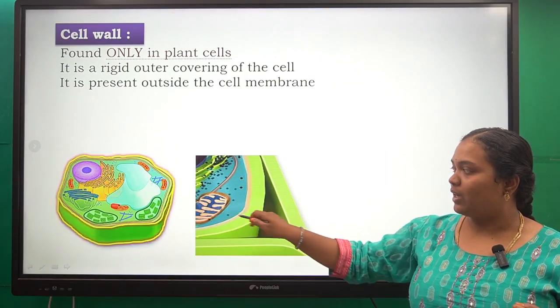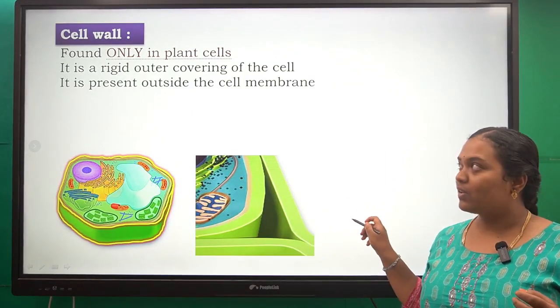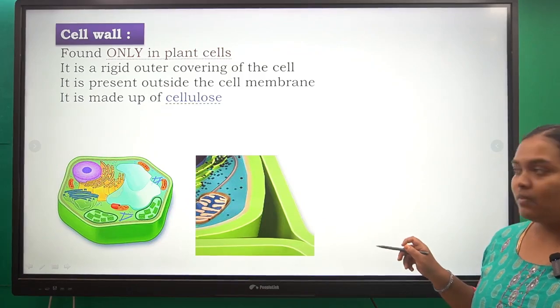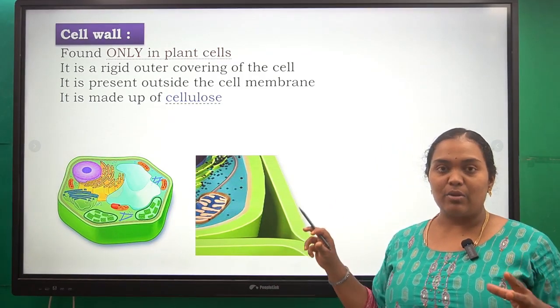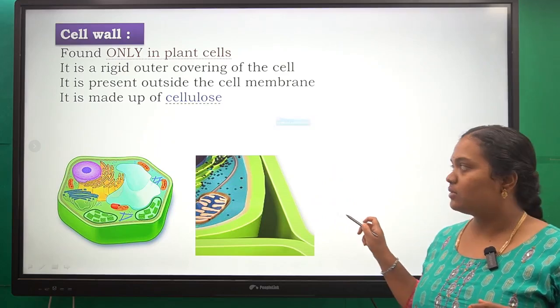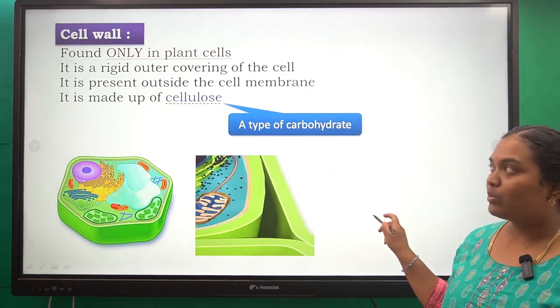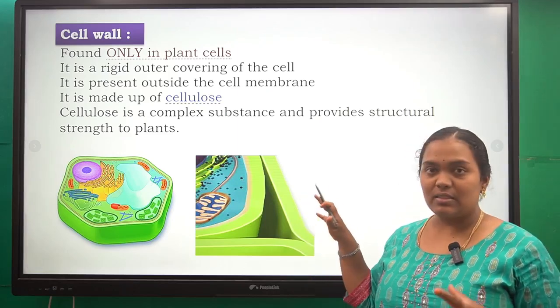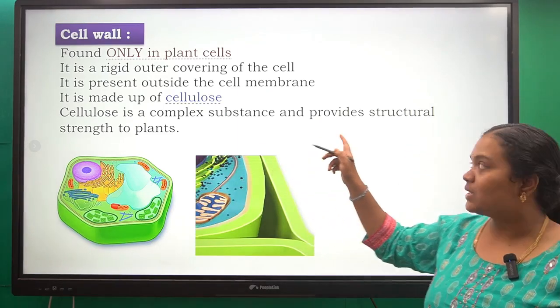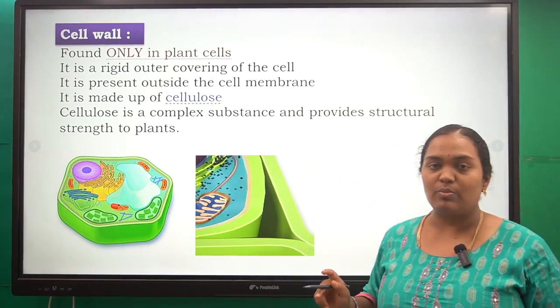This is the cell membrane. Outside the cell membrane you have the cell wall, and the cell wall is always made up of a chemical, a carbohydrate, which is cellulose. So it is a type of carbohydrate. What is this cellulose? It is the storage element present in the cell wall. It is a complex substance and provides structural strength to the plant.